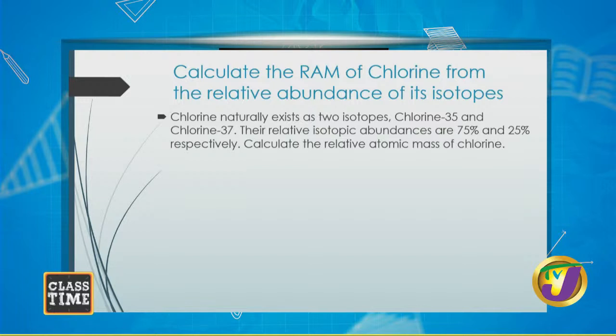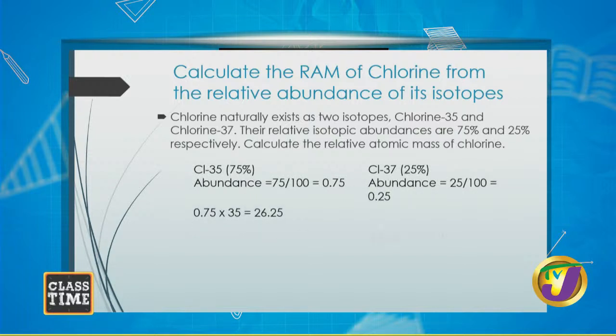So, for chlorine 35, we multiply 35 by 0.75, which is its abundance, and we will get 26.25. Now, for chlorine 37, we multiply 37 by its abundance, 0.25, and we will get 9.25. Once we add those together, we will realize that the mass of chlorine is 35.5.